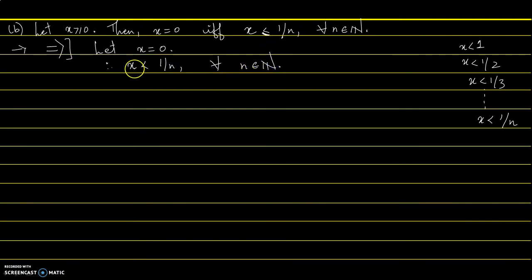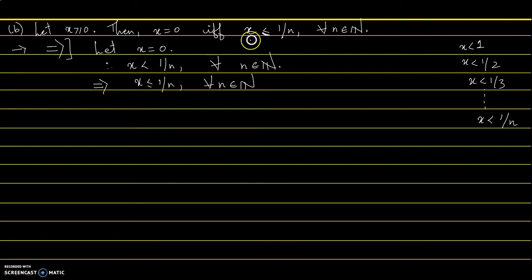So x is strictly less than 1 by n here, so that is the same as saying x is less than or equal to 1 by n for every n in N, because we know that x is strictly less than 1 by n. It is as good as saying x is less than or equal to 1 by n for each n, and that's what the second statement on the right hand side is. So what we did, we assumed that x is equal to 0 and we showed that x is less than or equal to 1 by n for every n. Okay, so one side is done.